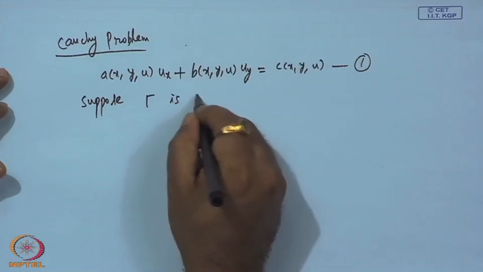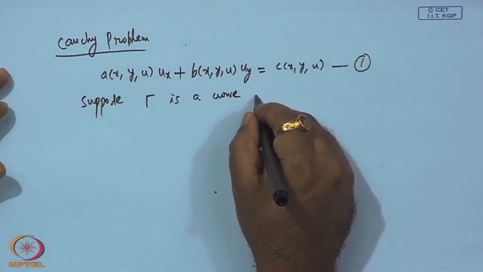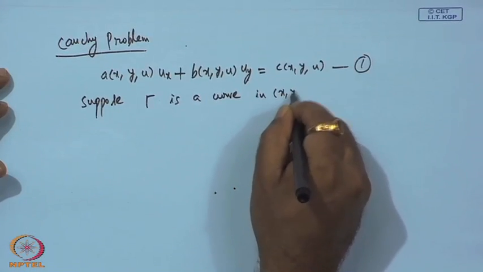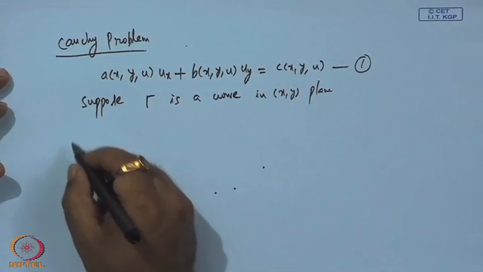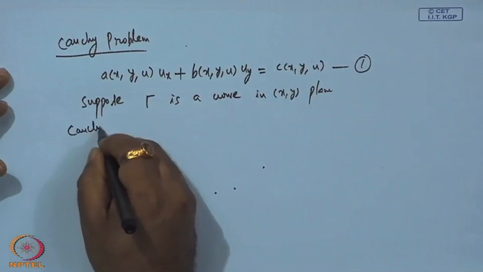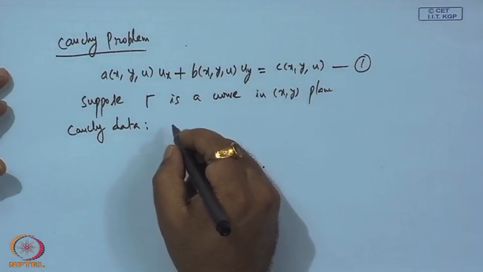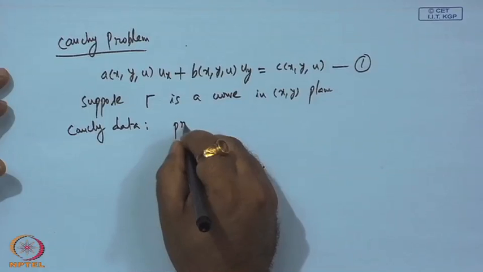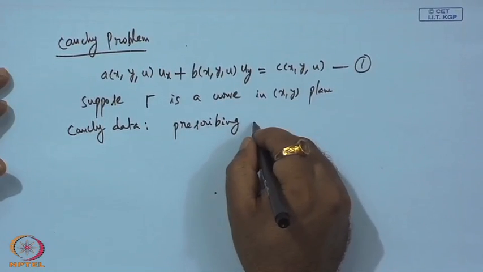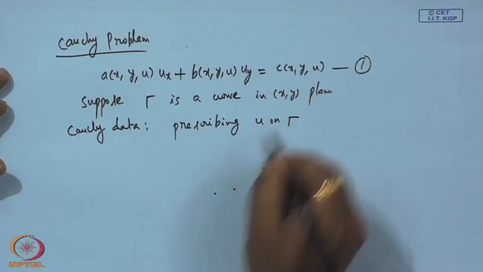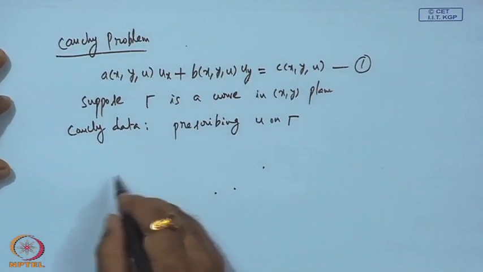Suppose gamma is a curve in the xy plane, then what is Cauchy data? Cauchy data is prescribing u on gamma, prescribing u on gamma.